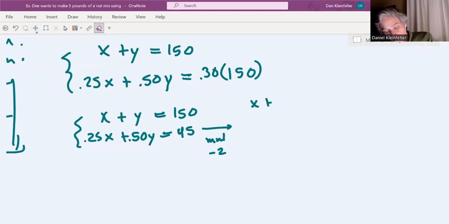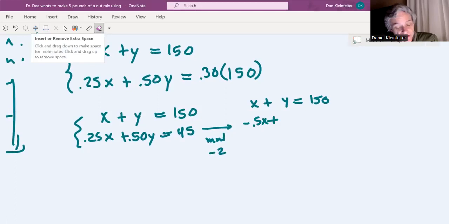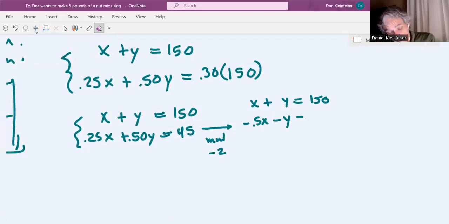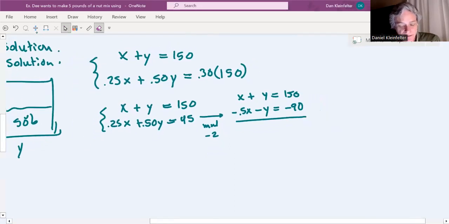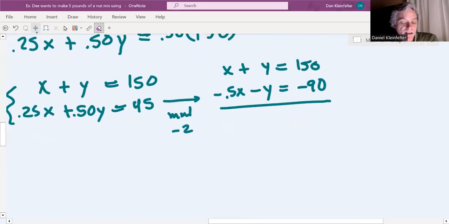So up top, we have x plus y is 150. Down below, -2 times 0.25 is -0.5. And then 0.5 times -2 is -1. So that takes care of that. And then 45 times -2 is -90. All right, so there's that. That takes care of making it so we can eliminate our y's.